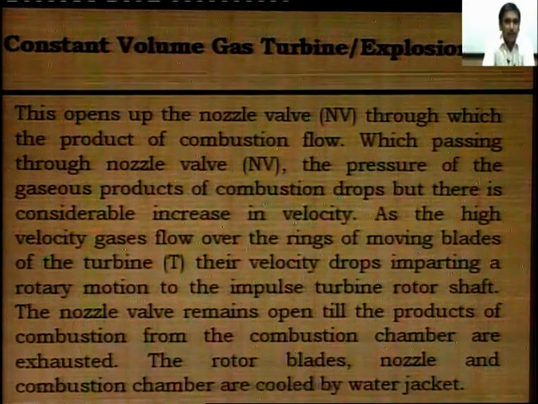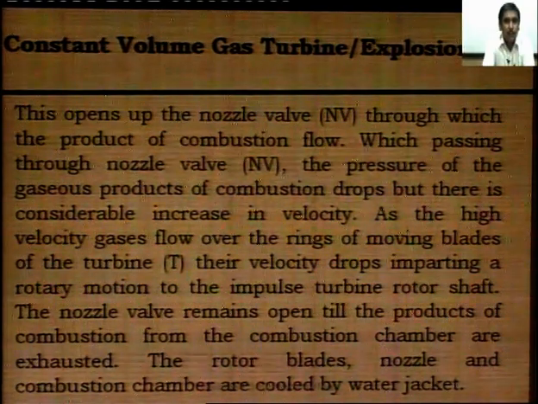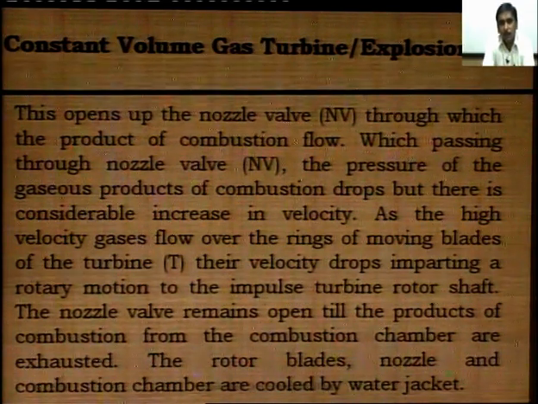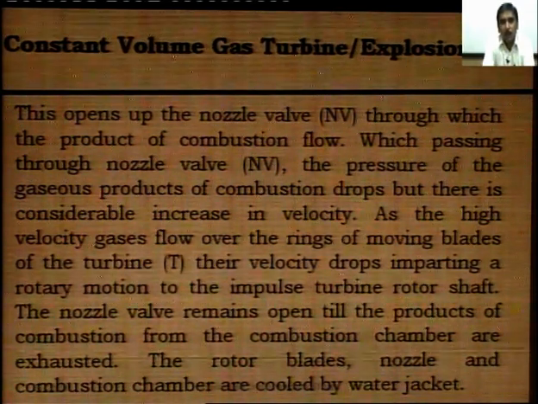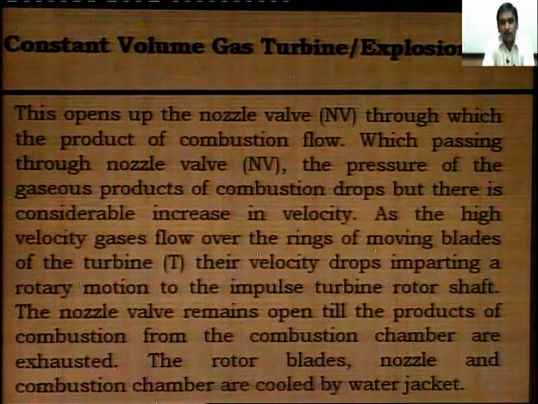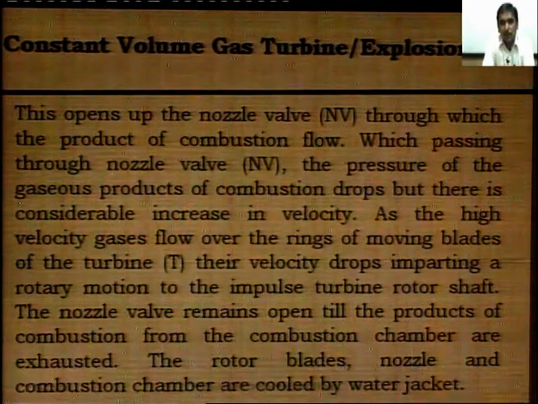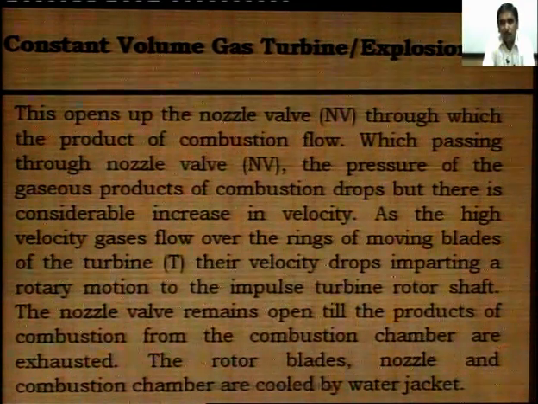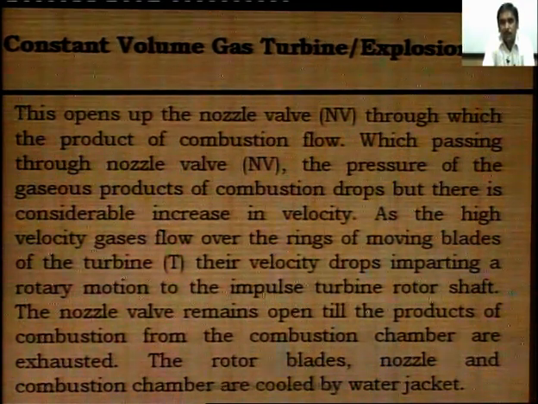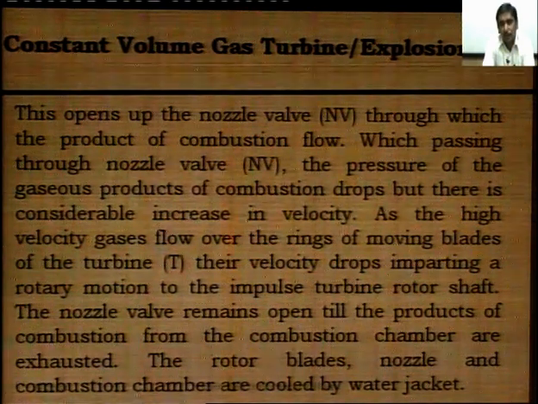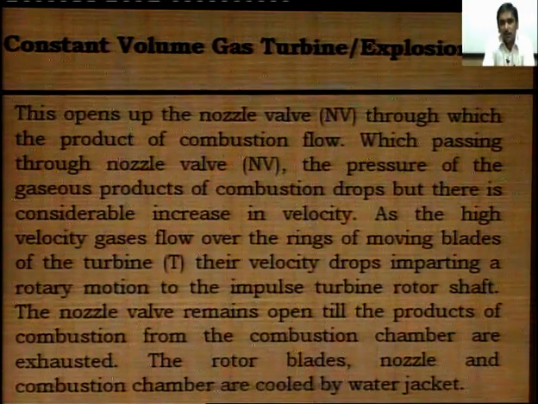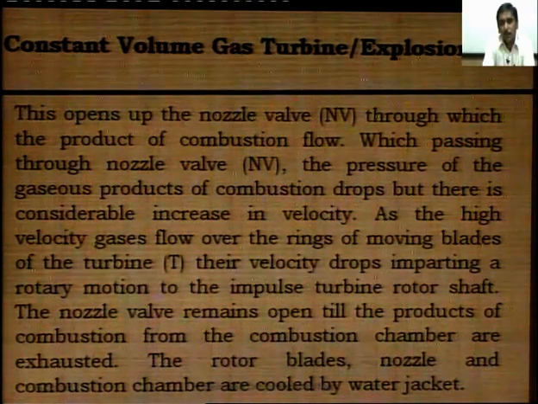As the high velocity gases flow over the rings of moving blades of the turbine, their velocity drops, imparting a rotary motion to the impulse turbine rotor shaft. The nozzle valve remains open till the products of combustion from the combustion chamber are exhausted. The rotor blades, nozzle and combustion chamber are cooled by water jacket.